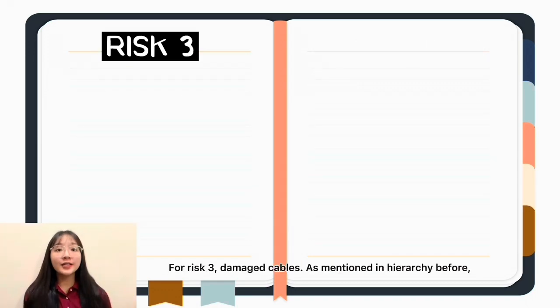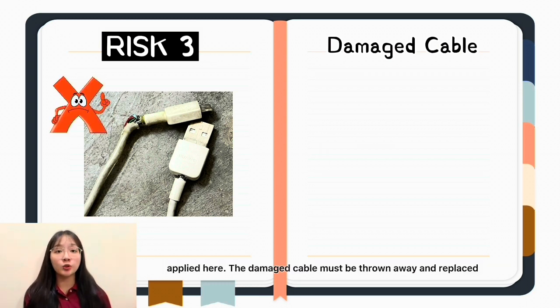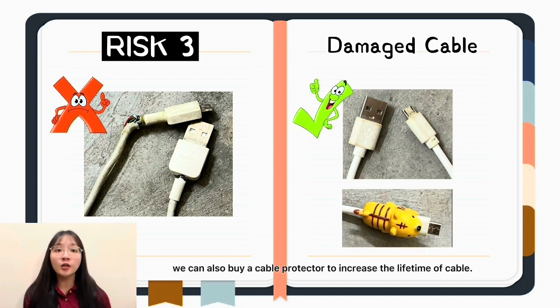For risk 3, damaged cable. As mentioned in the hierarchy before, the most effective control is elimination, followed by substitution, which can be applied here. The damaged cable must be thrown away and replaced with a new one. This is because the damaged wire or cable may cause electric shock or fire. Besides, we can also buy a cable protector to increase the lifetime of the cable.